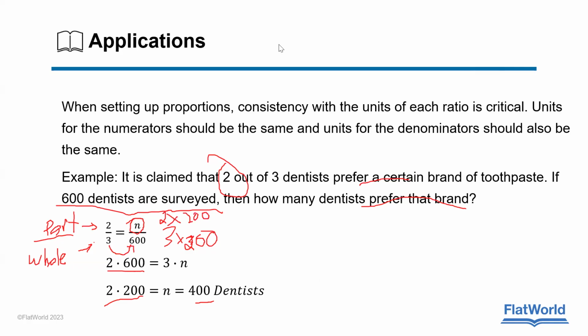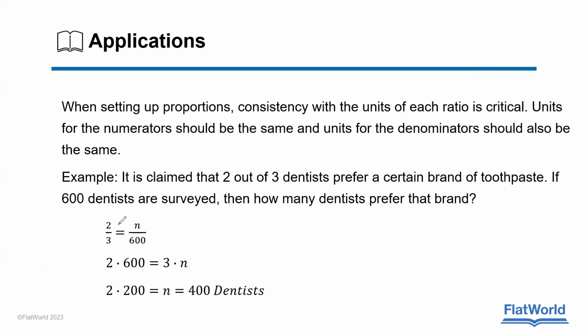They actually didn't do that. They used the cross product. They cross multiply. 2 times 600 is 1200, and 3 times n. That's the first step in the cross product. And then I'm going to divide by 3. If I divide away by 3, you can see that 600 divided by 3 is 200, and 2 times 200 is 400. Same exact thing.